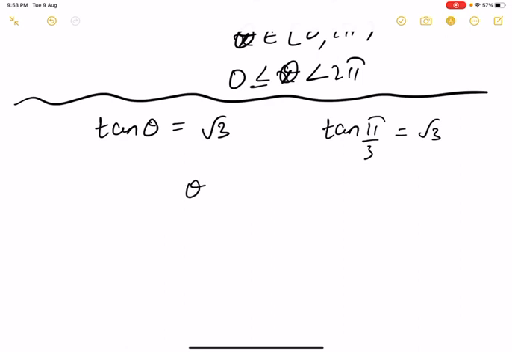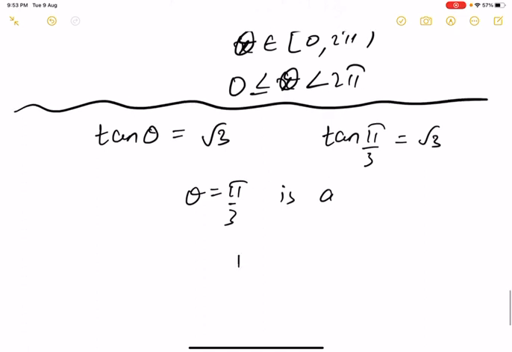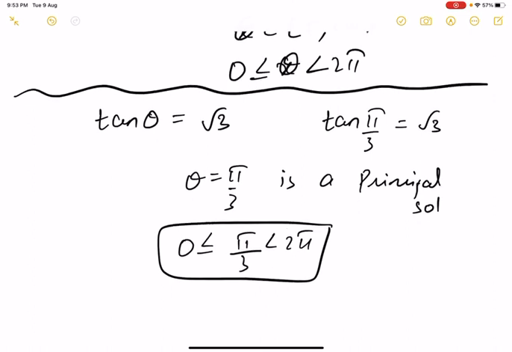So then I can say theta is equal to pi by 3 is a solution, or can I say just principal solution? It is a principal solution, right? Because pi by 3 is greater than or equal to 0 and it is less than 2 pi. So I will say it is a principal solution. So simple. So you know what are trigonometric equations, how to find the value of theta, how to find the value of x.